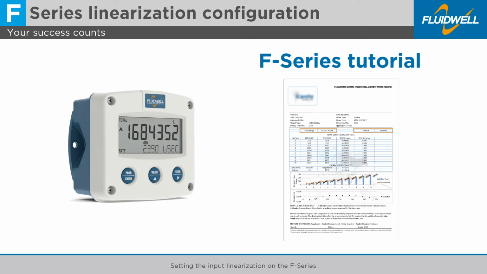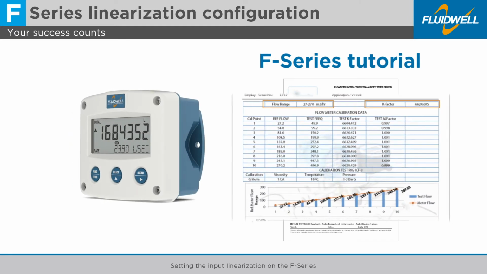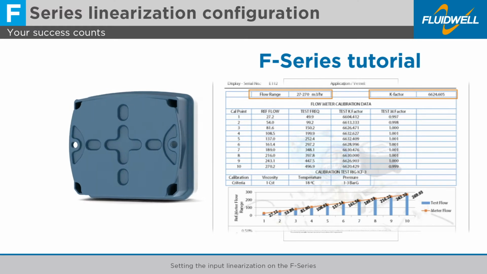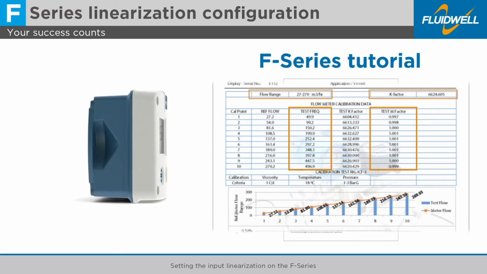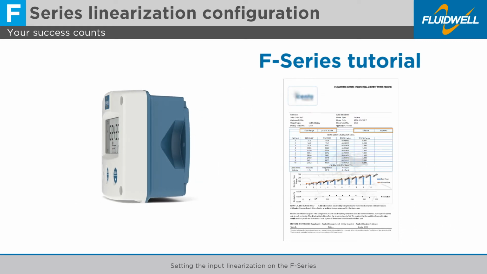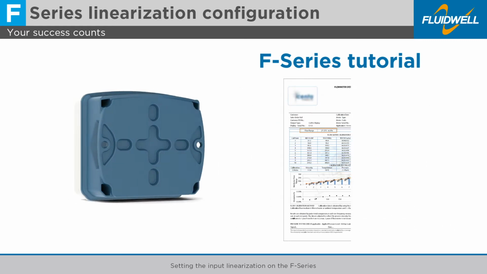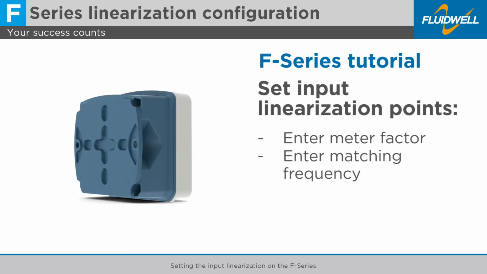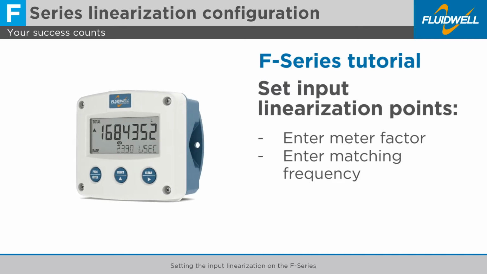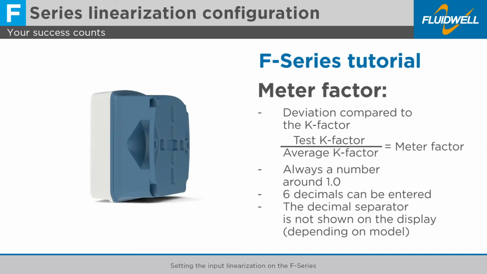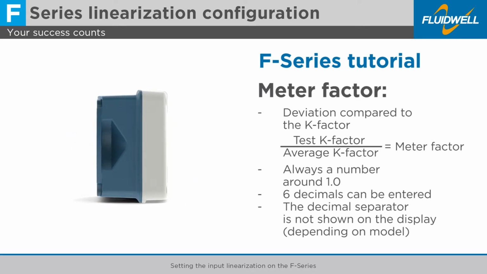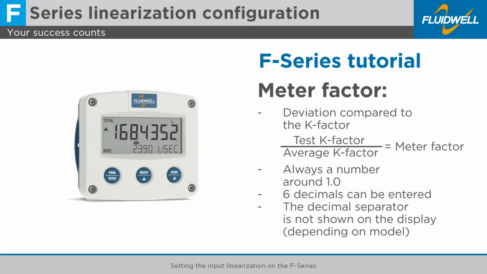The calibration certificate of the flow meter will provide the required data to set the linearization. It incorporates the flow range, K-factor and meter factors matching certain test frequencies. How to set the K-factor is shown in another tutorial. To set the input linearization, we will enter the meter factor and matching frequency for each linearization position. The meter factor is a deviation factor compared to the K-factor and is a number around 1 with 6 decimals.